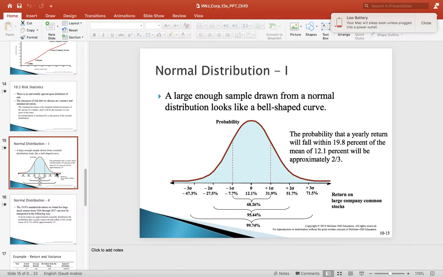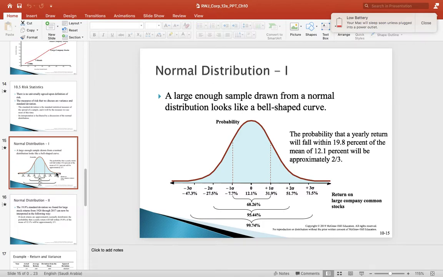So, statistically, in a bell curve, the possibility of one standard deviation plus and minus is that 68.26% of the time it may happen. 68.26% of the time means two-thirds of the time. Two-thirds of the time, the return may go up to 31.9 plus or 7.7 minus.